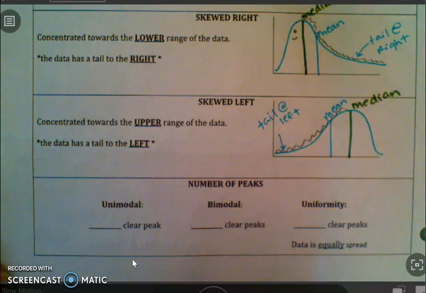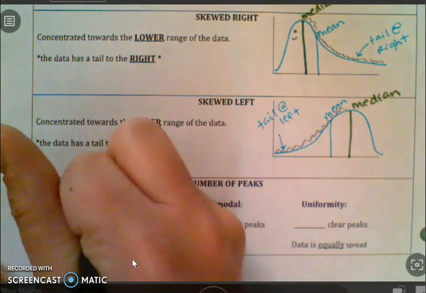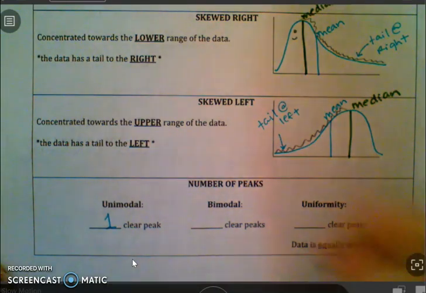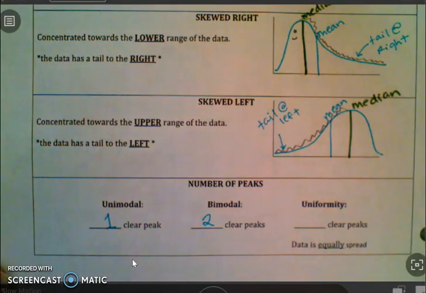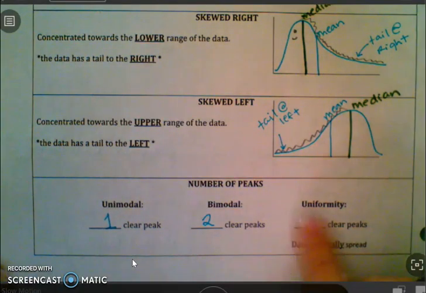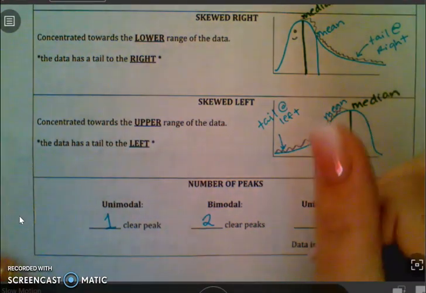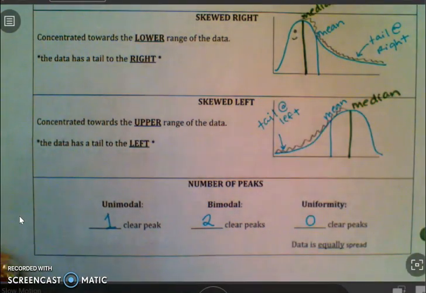Okay, the last thing we have for these notes is the number of peaks. So unimodal, think a unicycle. There's one wheel on a unicycle. So there's going to be one clear peak on a unimodal graph. Bimodal, like a bicycle, has two clear peaks. And uniformity has zero clear peaks.